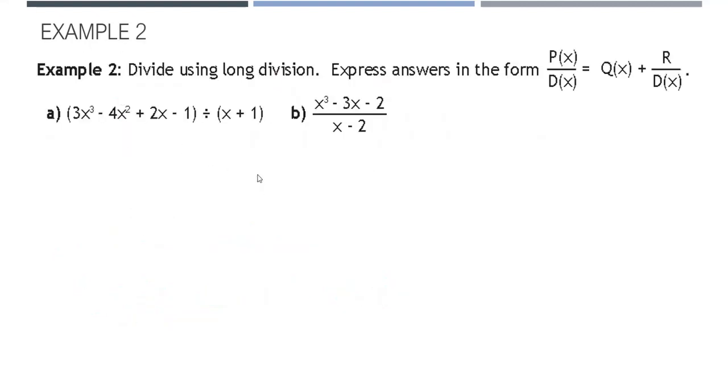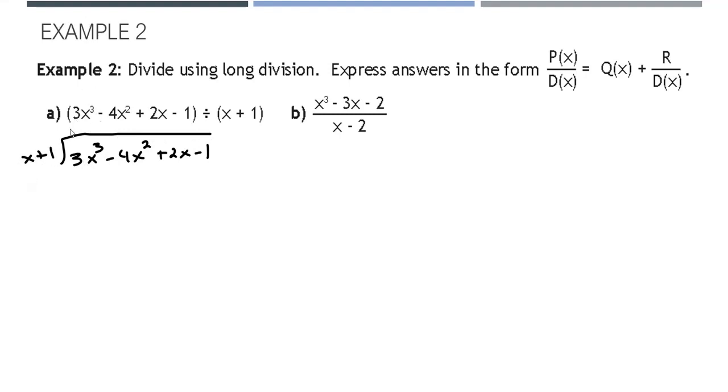So let's take a look at some more long division questions. It does want us to express them in the form P of x divided by D of x is equal to Q of x plus R divided by D of x. As soon as I look at this, I'm going to make sure that these have cubed, squared, x, constant, perfect. There's no jumps in my exponents. And then I'm just going to rewrite this as a long division. So 3x cubed minus 4x squared plus 2x minus 1, there's my dividend, and then x plus 1 is my divisor.